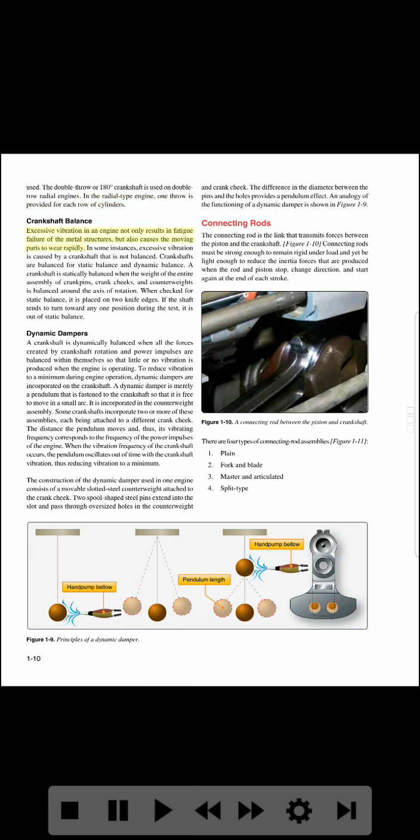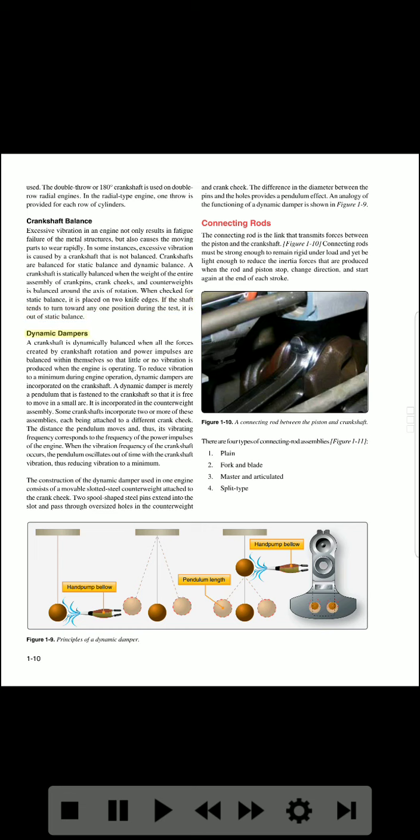Crankshaft balance. Excessive vibration in an engine not only results in fatigue failure of the metal structures, but also causes the moving parts to wear rapidly. In some instances, excessive vibration is caused by a crankshaft that is not balanced. Crankshafts are balanced for static balance and dynamic balance. A crankshaft is statically balanced when the weight of the entire assembly of crank pins, crank cheeks, and counterweights is balanced around the axis of rotation. When checked for static balance, it is placed on two knife edges. If the shaft tends to turn toward any one position during the test, it is out of static balance.